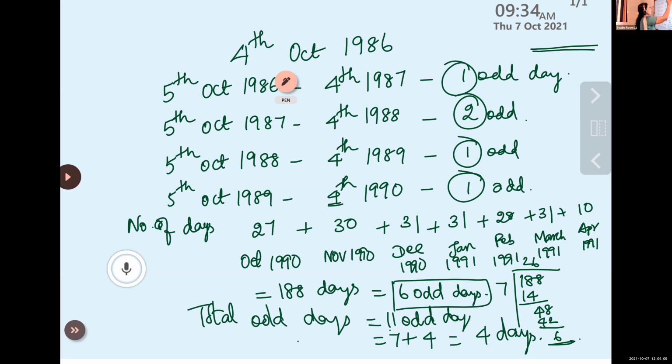4th October 1986 was Saturday. So now count and see. The next 4 days means Sunday, Monday, Tuesday, and the next day will be a Wednesday. So April 1991 is a Wednesday. We get that 10th April 1991 is a Wednesday.